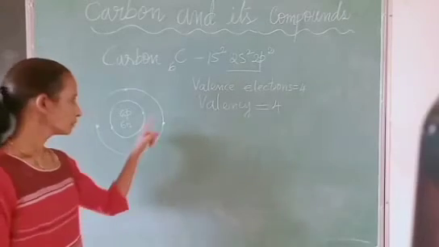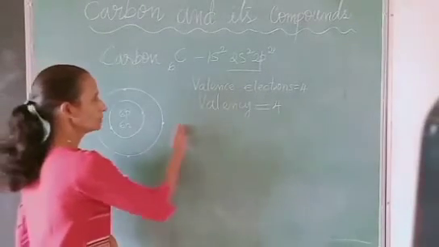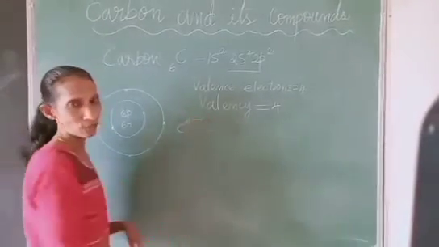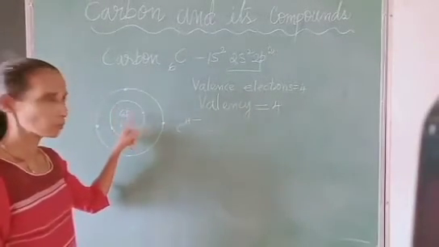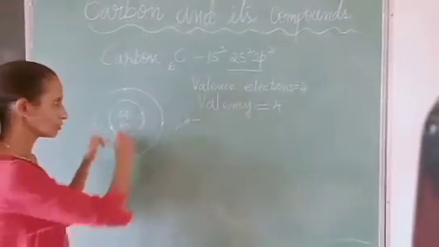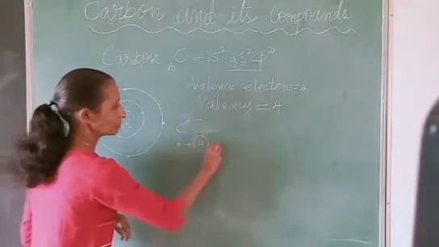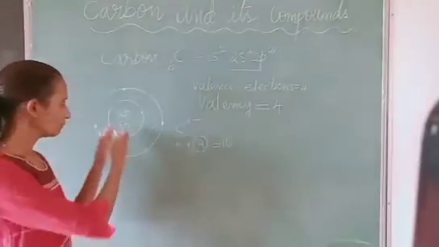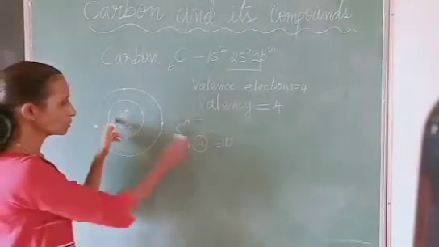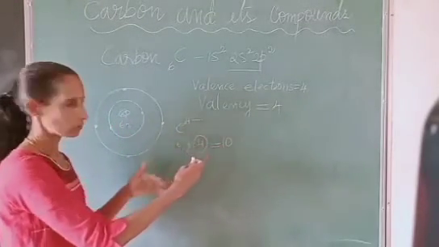It could gain 4 electrons in its outermost shell to form C4 minus anion. But it is difficult for the nucleus with 6 protons to hold 10 electrons. There are 6 electrons. If it gains 4 electrons, then the total number of electrons is 10. It is difficult for the nucleus with 6 protons to hold 10 electrons. That is 4 extra electrons.